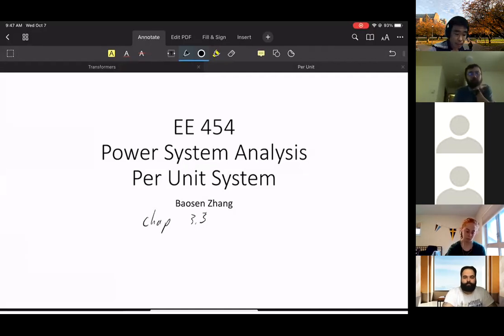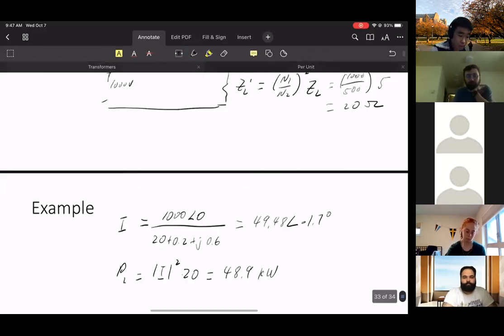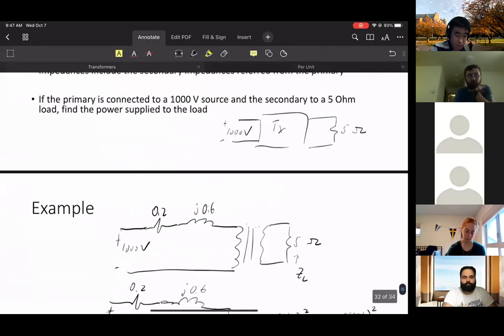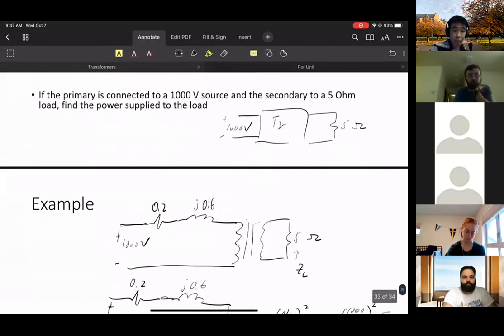Because if you look at this transformer, how did we do this question? We said there's a transformer, we have a load attached to it. So let's keep referring it to the primary side. This works if we have one transformer in the system, and we have a primary and secondary side.